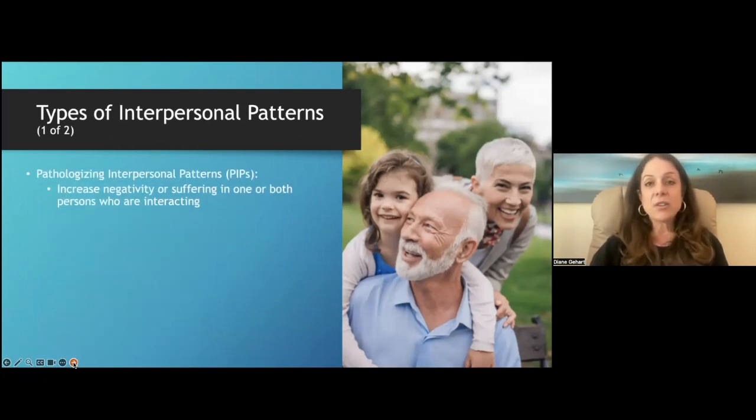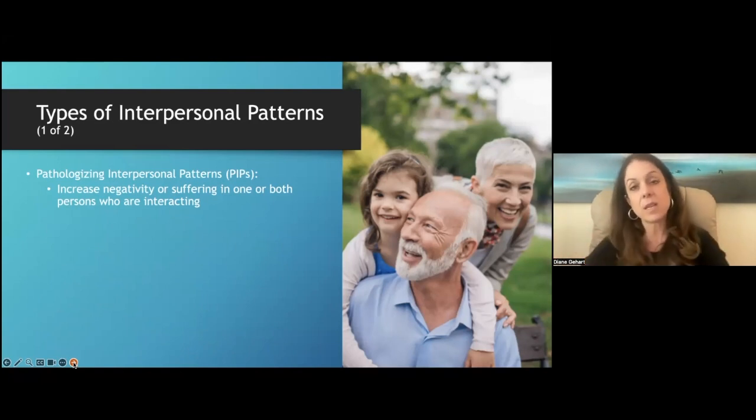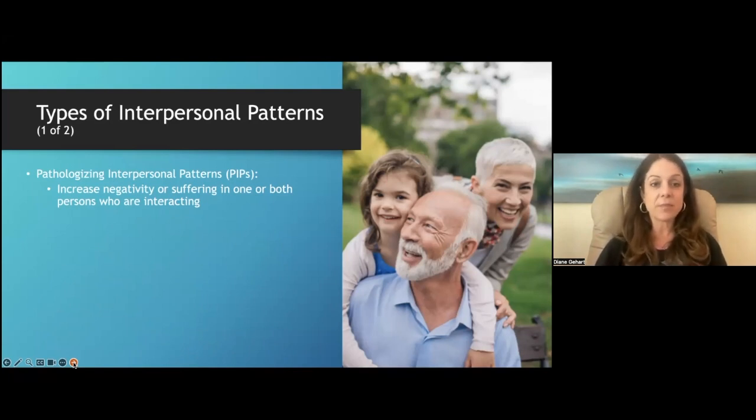So in terms of the interpersonal patterns, there are several different types. And I love this because Karl Tomm and his team at Calgary have helped give you a way of looking at things that you can keep using in different areas of treatment. So the most common one is what's called pathologizing interpersonal patterns. So these are patterns that basically relate to our symptoms and what we're coming to get help for. But they increase negativity and suffering in one or both people who are interacting. So PIPs are what we're trying to interrupt, and we try to find alternatives to PIPs.